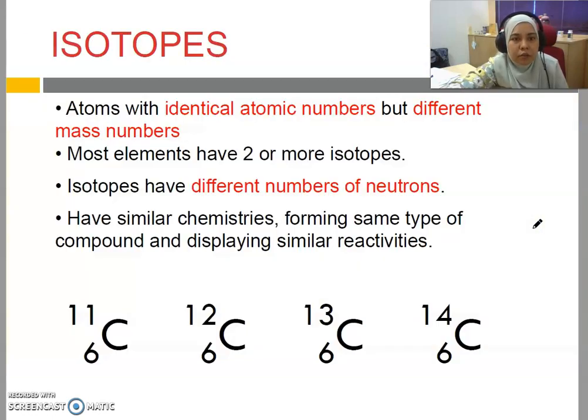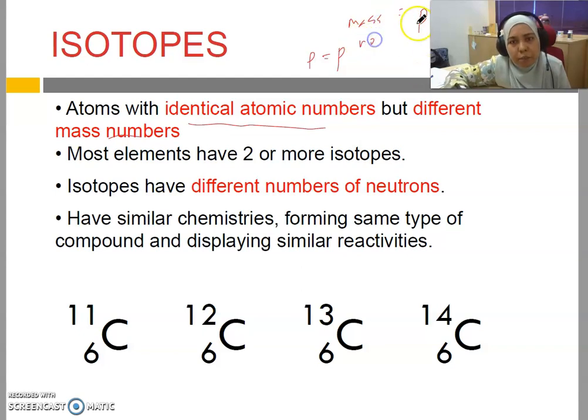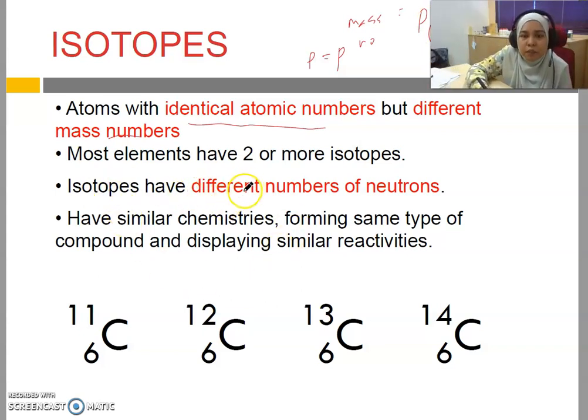Next, you go for isotope. Isotope means they have a same identical atomic number. Proton number sama. But different mass number. So, kita tahu mass number adalah P tambah N. Mass number. Jadi P tak boleh berubah. So the thing is the neutron akan berubah, different number of neutron. Isotope means element or atom that have different number of neutron.